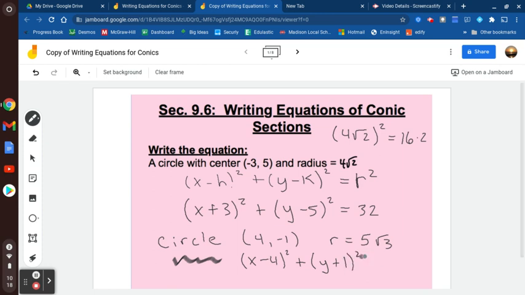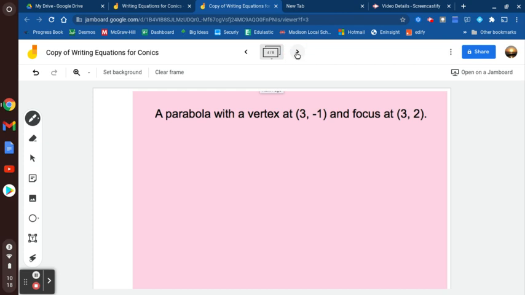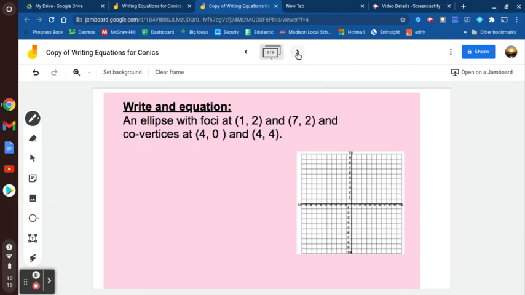What'd you get for the radius? 75, because it's 5 squared times 3. Okay, we're going to move on to the tricky ones now. So we're not going to do parabolas, so that's some good news. So we're going to skip parabolas. We're going to do an ellipse.